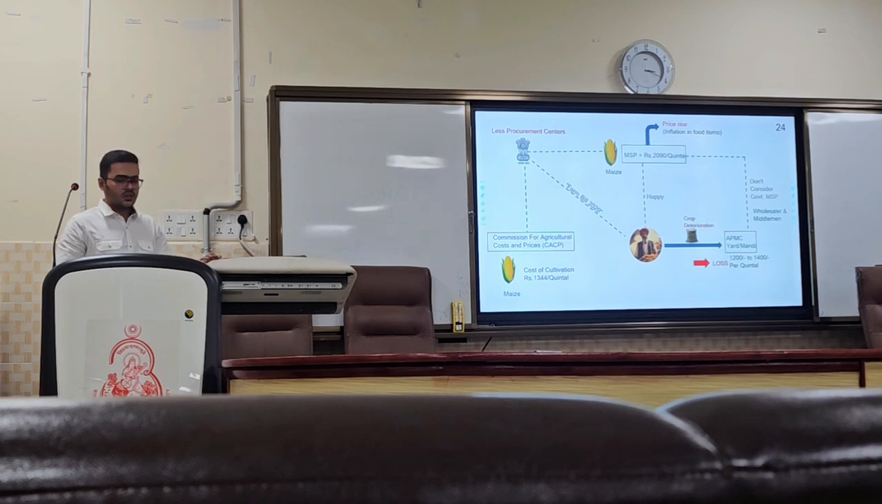So the condition of the farmer is not that good. If you provide C2 also, it does not make any significant change. That is what I am saying.